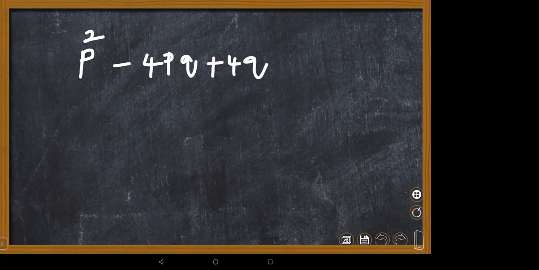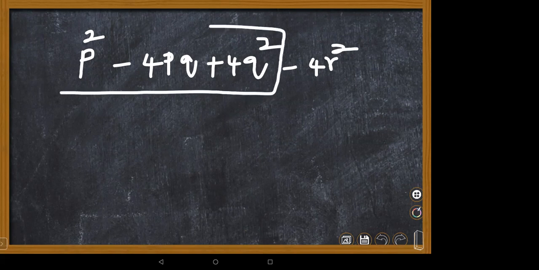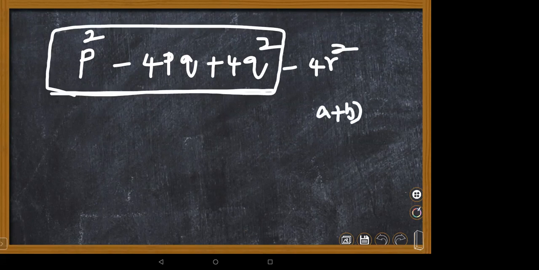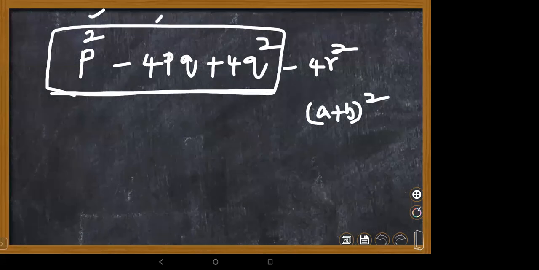P square minus 4PQ plus 4Q square minus 4R square. So in this case, Pallav, I'm taking the first 3 terms as one unit. By observing, I didn't get any identity, but I'm taking the first 3 terms together. I can use the A plus B whole square format, yes or no? A square minus 2AB plus B square. So this can be written as P minus 2Q whole square.